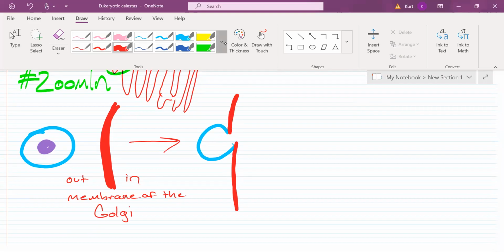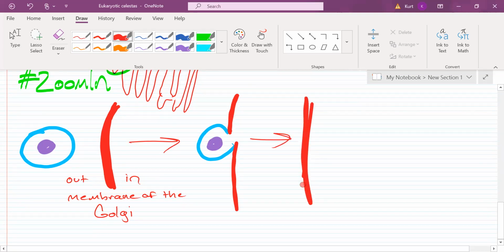The vesicle is basically joined with the Golgi, and it's going to become part of the Golgi. And in doing so, you now have the protein inside the Golgi body.